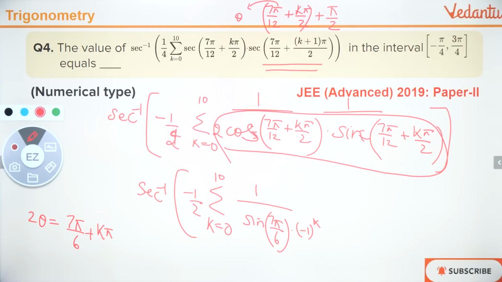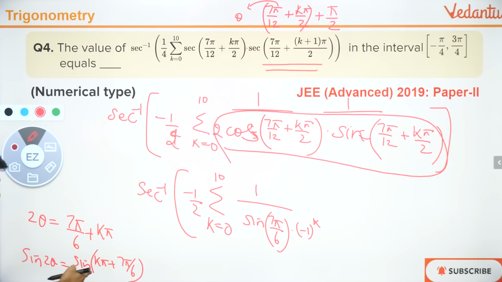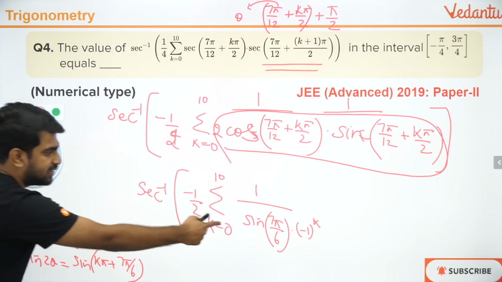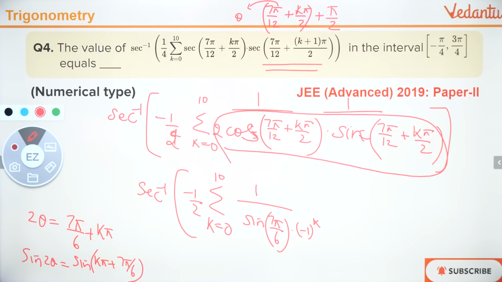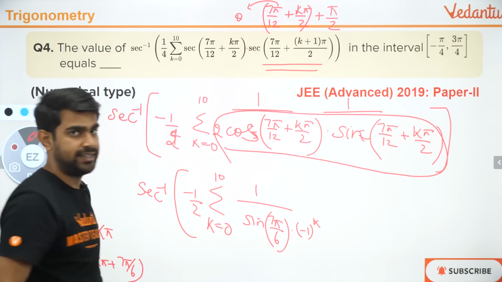Why do I have this minus 1 to the power k? Because if k is even, sine of k pi plus 7 pi by 6 will be sine of 7 pi by 6 directly. But if k is odd, let's say sine of pi plus 7 pi by 6, then it will be a negative value, it will be minus. So that is why I put this minus 1 power k.